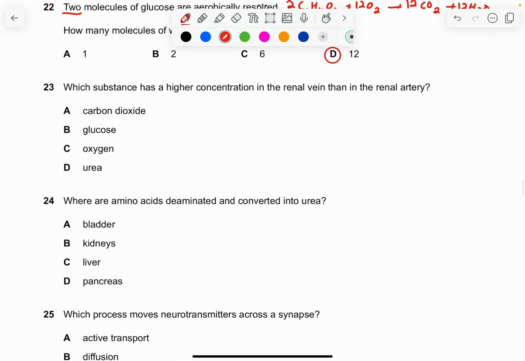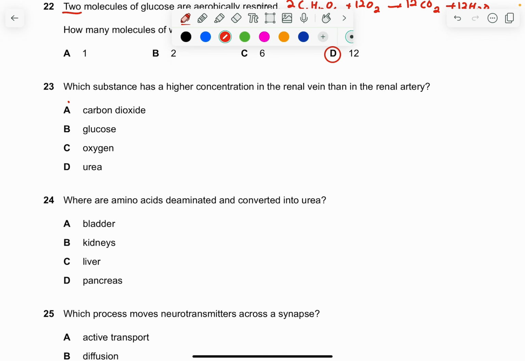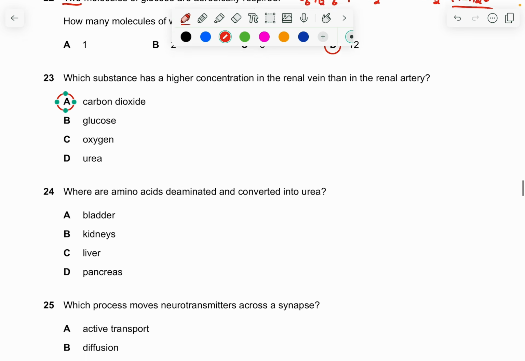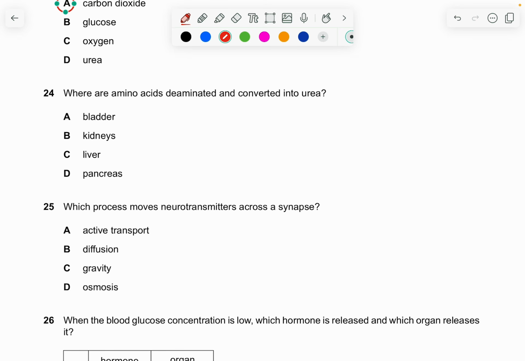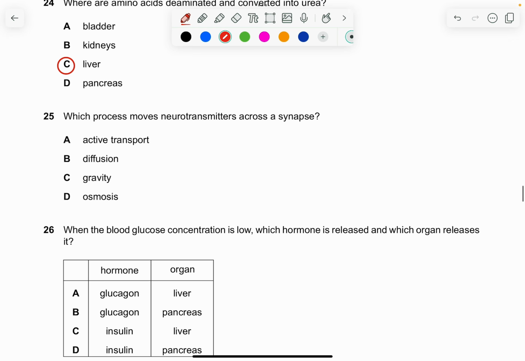So question 23. Which substance has a higher concentration in the renal vein than in the renal artery? So the easiest answer is carbon dioxide, because veins carry deoxygenated blood, meaning it's carbon dioxide. So the answer is A. Question 24. Where are amino acids deaminated and converted into urea? So this one, again, you've got no choice but to know this, which is the liver. Question 25. Which process moves neurotransmitters across the synapse? So this is only diffusion, right?